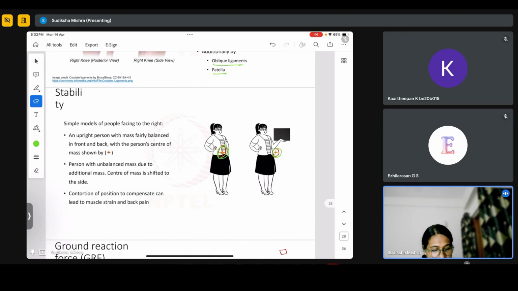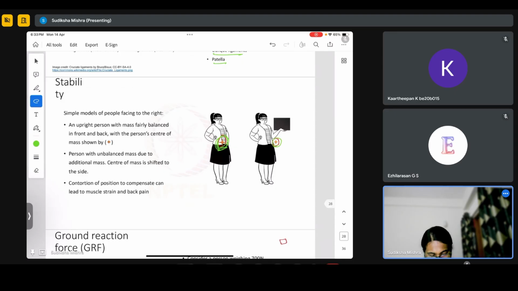Okay, but in a normal stable scenario where the person is not lifting any weight, and standing upright, then the center of mass will be somewhere around here.